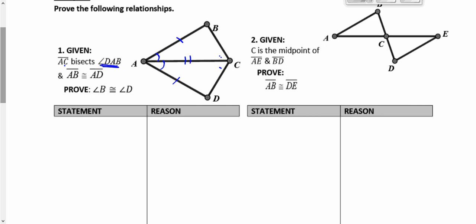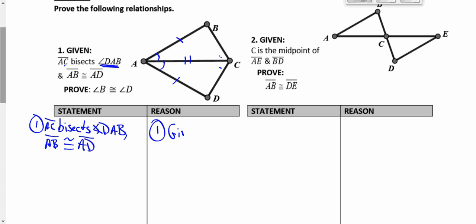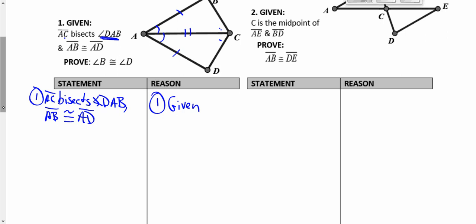So let's go through this. So one, the given, so we do AC bisects angle BAD, and AB is congruent to AD. The reason, of course, simply given. Okay. Now we've got the given. Let's state things that we found. What was one of the first things that we found? Angle DAC is congruent to angle BAC.